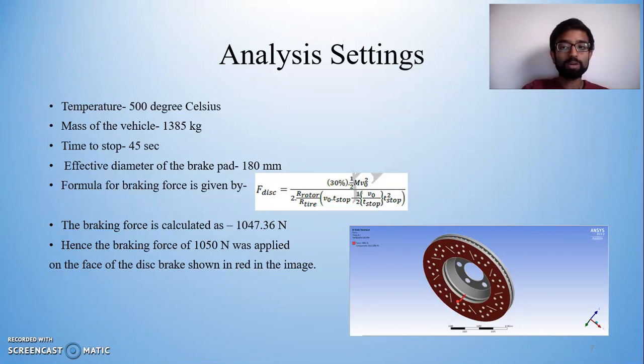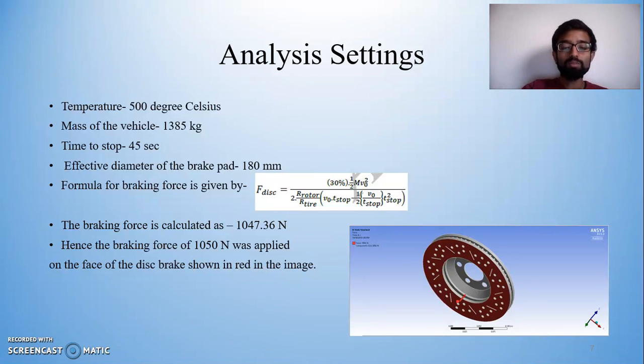So this is to give you a quick rundown of the analysis settings. The temperature which was taken for this thermal analysis was around 500 degrees Celsius. And the mass of the vehicle was assumed to be around 1385 kgs. The time required for stopping the vehicle was 45 seconds. Now the effective diameter of the brake pad, which I've already shown in the engineering drawing, is around 180 mm.